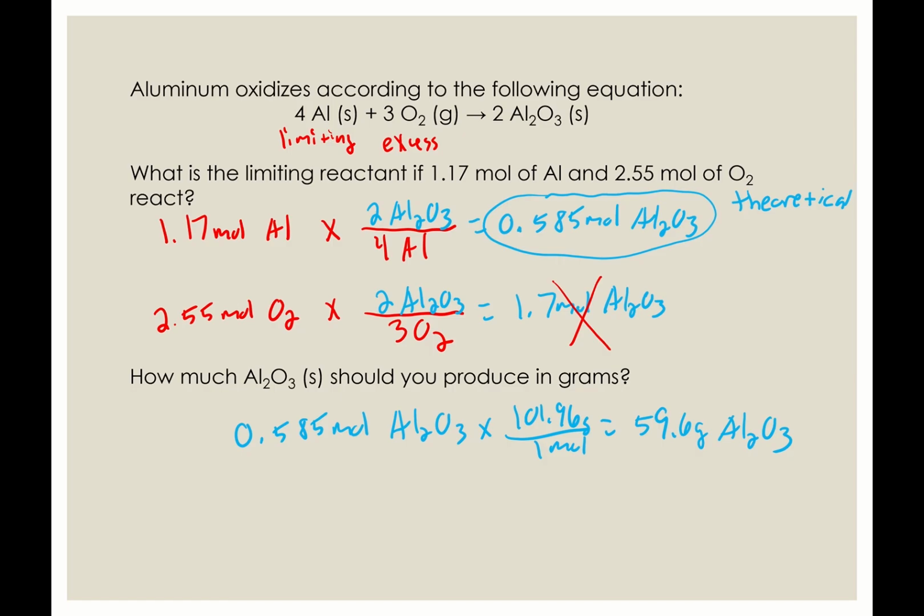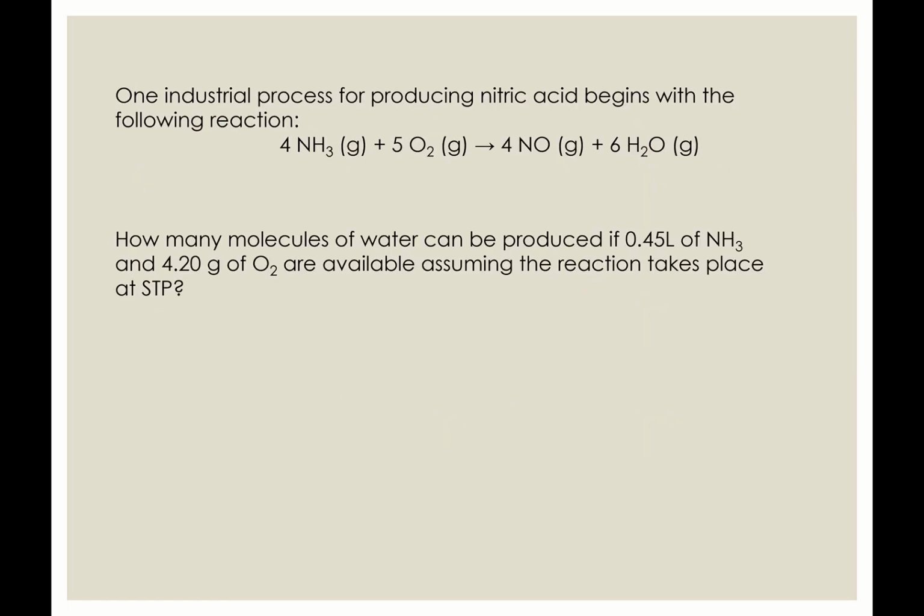Let's see one more example of a limiting reactant problem, this time with a little bit more work required. So here's a reaction taking place in industry, and we're asked how many molecules of water can be produced from that reaction if 0.45 liters of ammonia and 4.2 grams of oxygen are available, assuming this reaction takes place at STP. So here we're given two starter quantities.